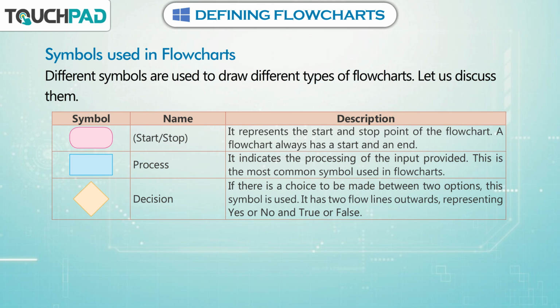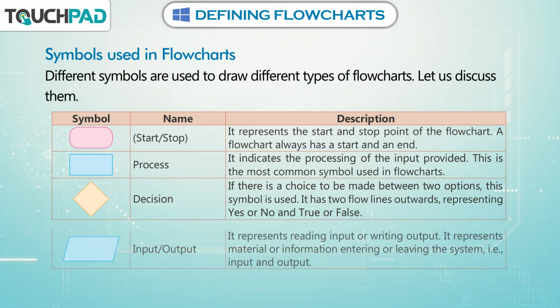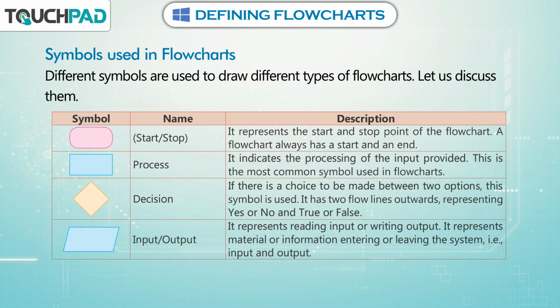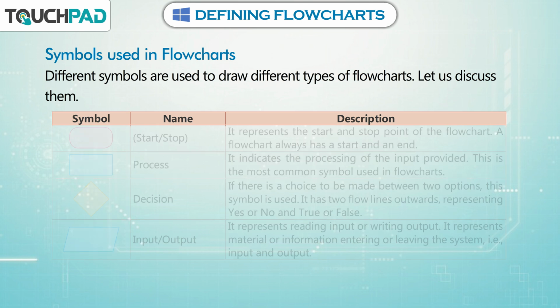Decision. If there is a choice to be made between two options, this symbol is used. It has two flow lines outwards representing yes or no and true or false. Input or output. It represents reading input or writing output. It represents material or information entering or leaving the system. That is input and output.